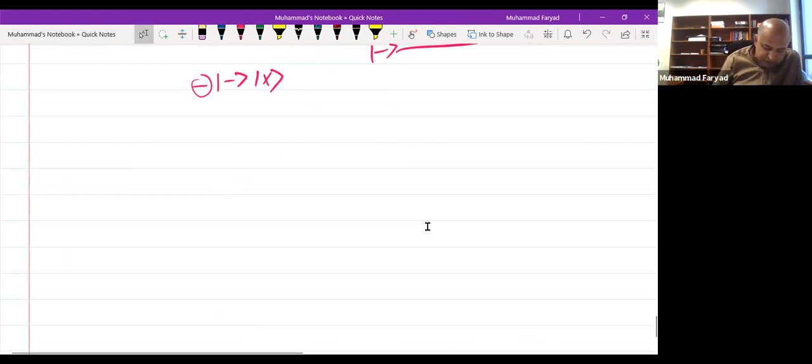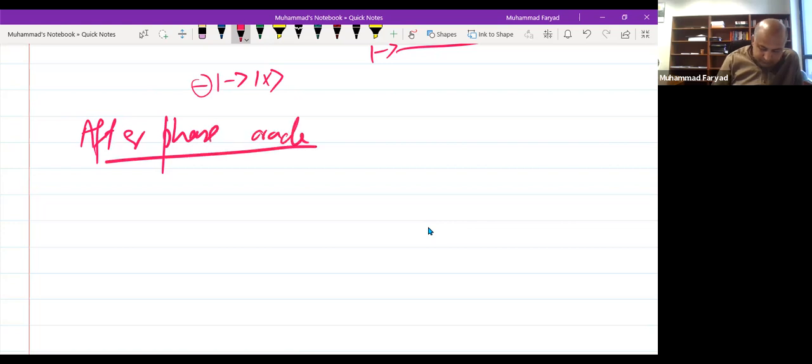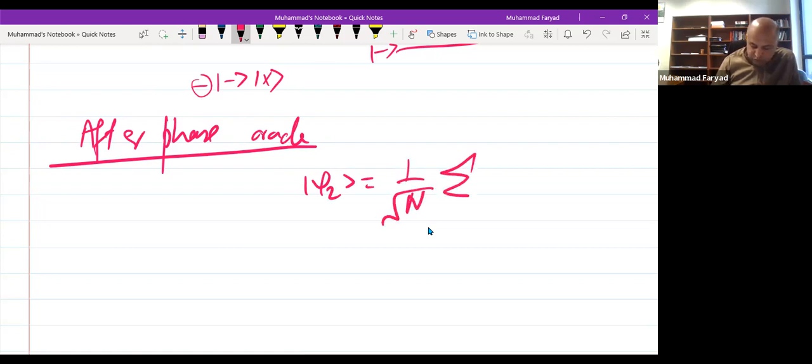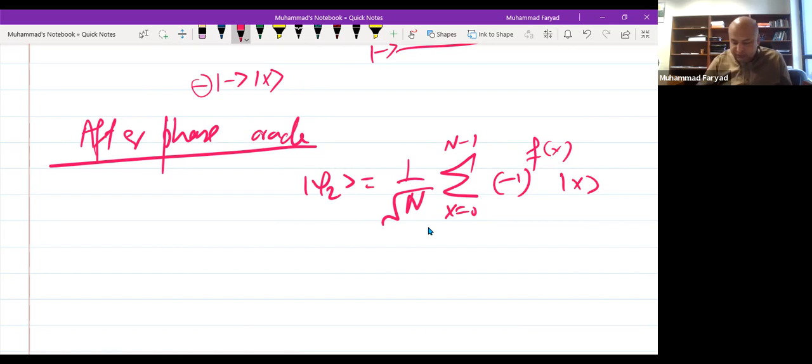So after phase oracle, psi 2 is 1 over square root of n, sum over x from 0 to n minus 1, of -1 raised to power f of x into x. So you see this -1 power f of x is applied with every possible combination x.